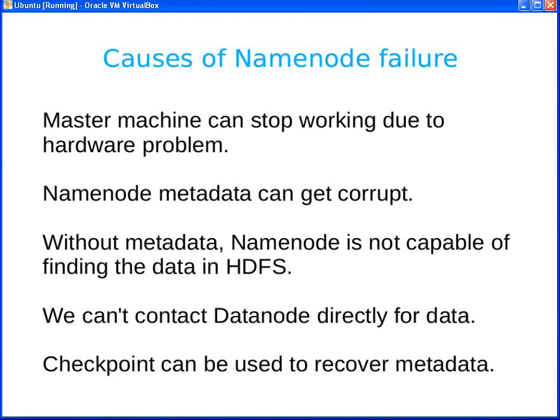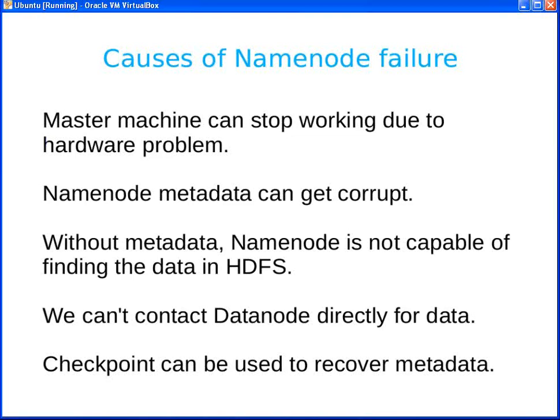Master machine can stop working due to a hardware problem. Yes, that's absolutely right. If somehow due to power failure or any other hardware issue your machine itself is down, in that scenario your data node will not be able to receive any instruction from the master machine, and without receiving the instruction, your data node does not do anything.